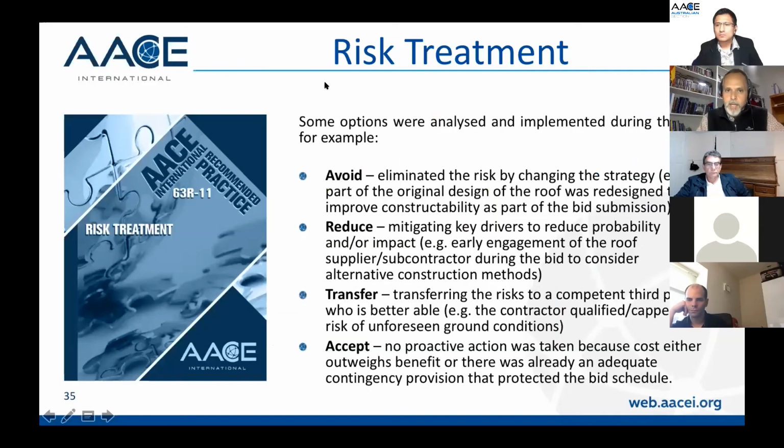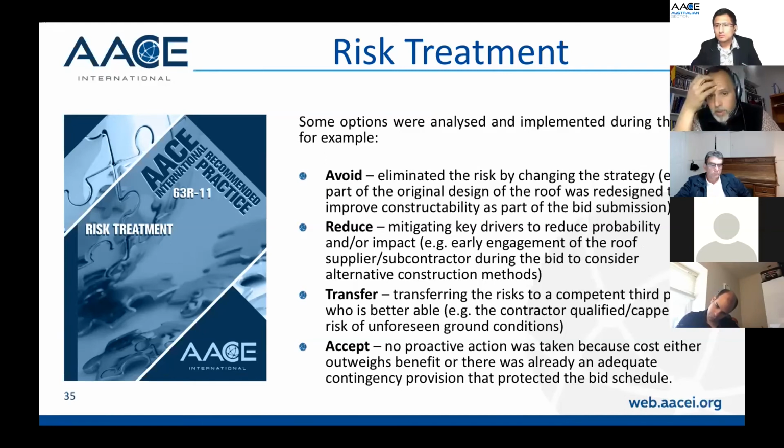And what you see here are the different options that we have. In some cases, we look at what we can do to avoid the risk. For example, part of the original design of the roof was redesigned during the proposal. So we came up with an improved constructability, and we put this as part of the bid submission. We said, look, we're proposing something a little bit different, not 100% changing the design, but I think that something is going to de-risk the schedule. So we're trying to avoid the risk.